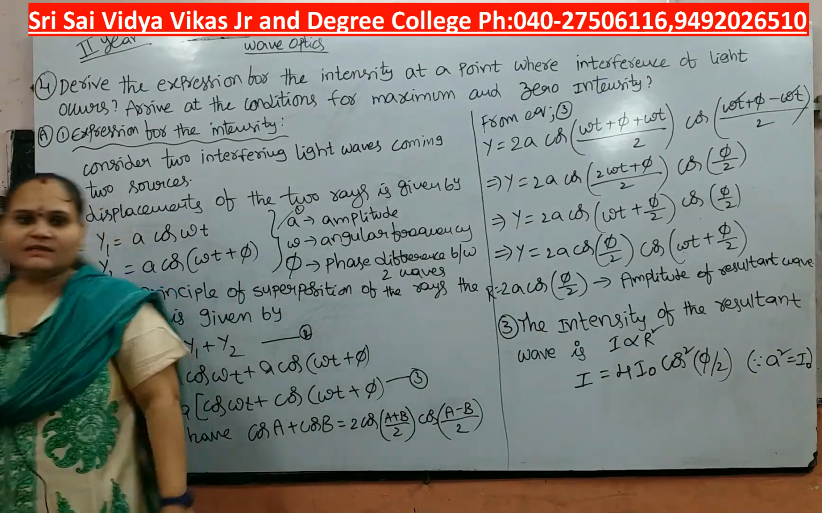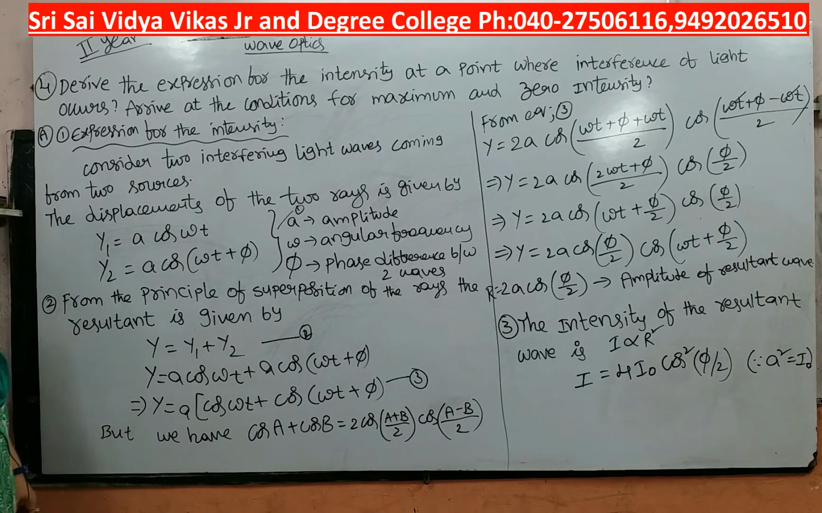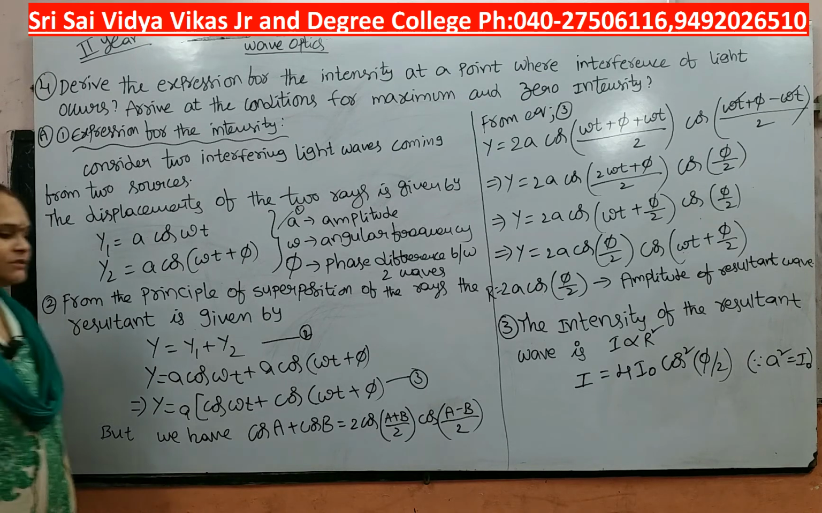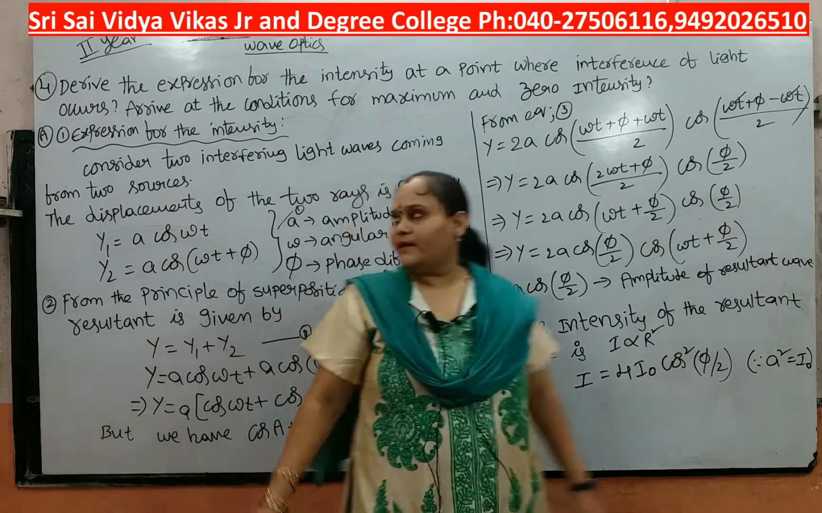Today we are discussing the topic: derive the expression for the intensity at a point where the intensity of light occurs, and arrive at the conditions for maximum and zero intensity. First we are deriving the expression for the intensity of the two interfering waves. For that purpose we are considering two waves.